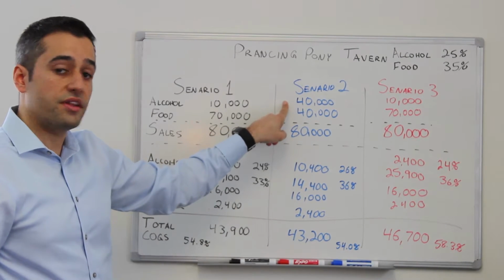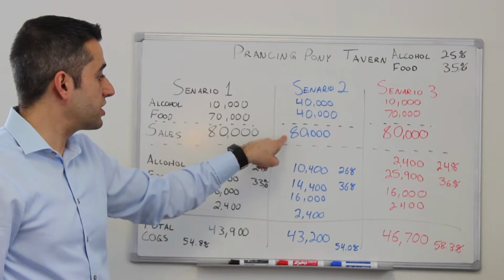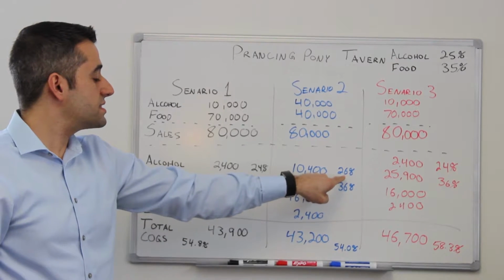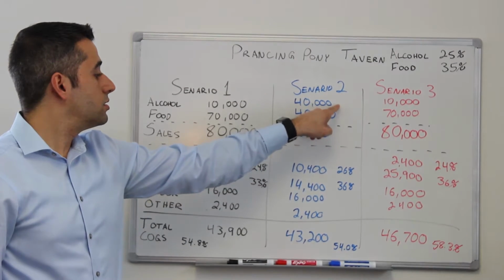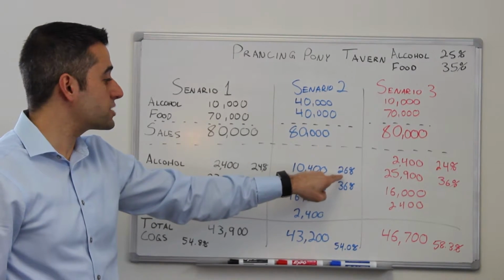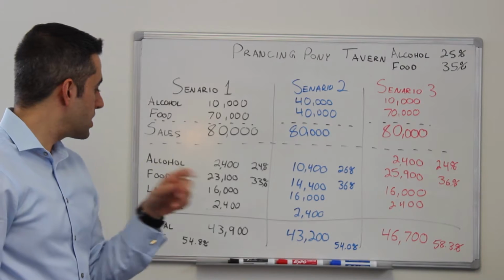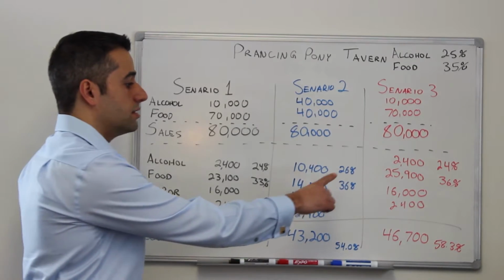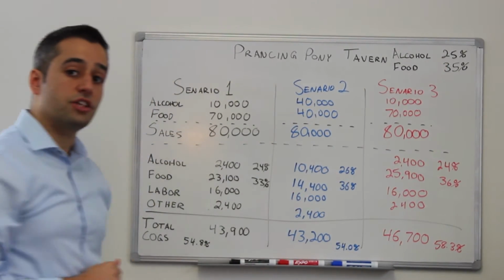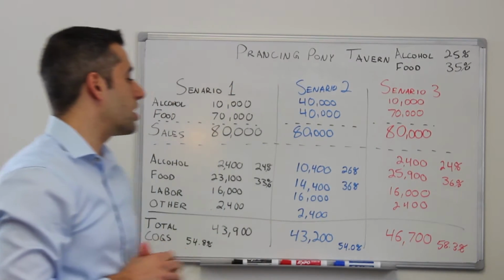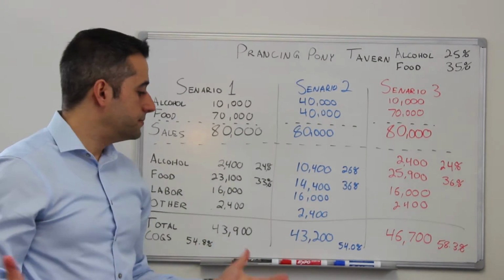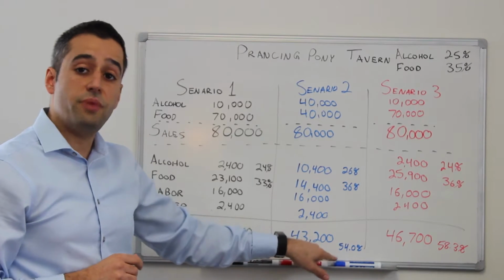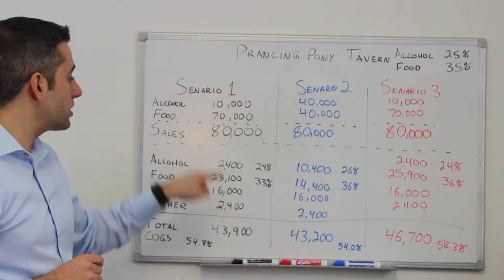So our alcohol sales were $40,000. Our food sales were $40,000, giving us an $80,000 income. Now, our alcohol costs, pardon me, were 26% of our alcohol sales. And our food costs were 36% of our food sales. Now, as we can see, this 26% is above our target, and 36% is above our target. Now, you might be saying, hey Nino, I actually have 54% instead of 54.8%, so lower is better, right? Because my costs are lower here than they are here, even though we have the same sales.